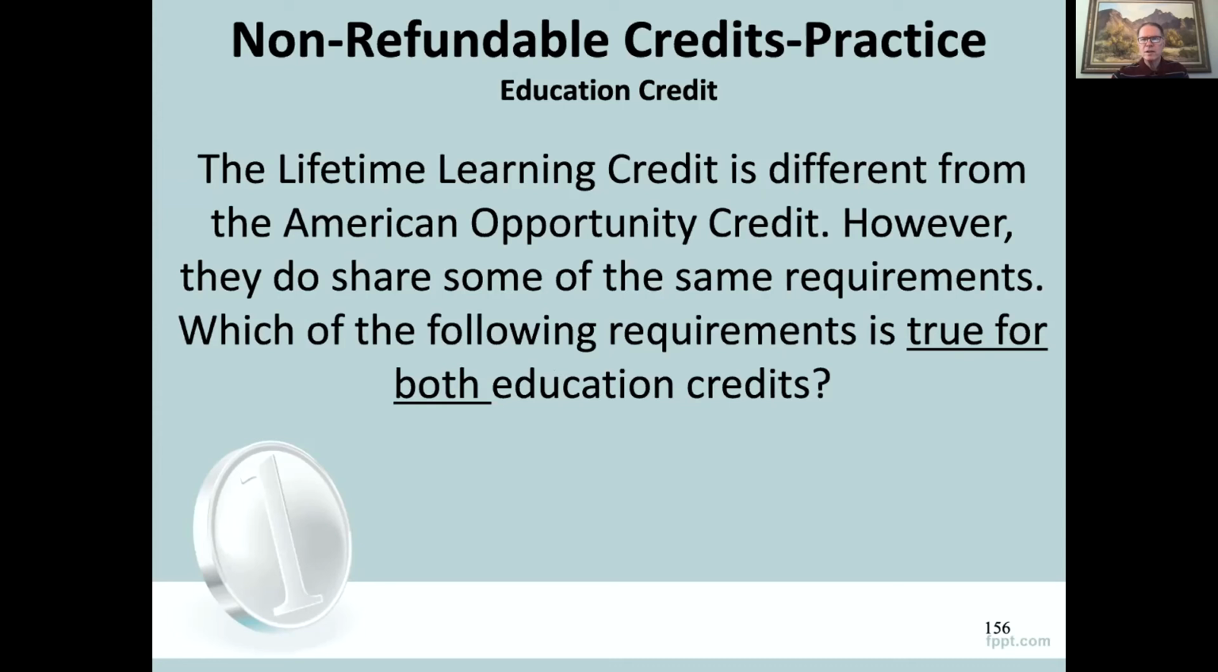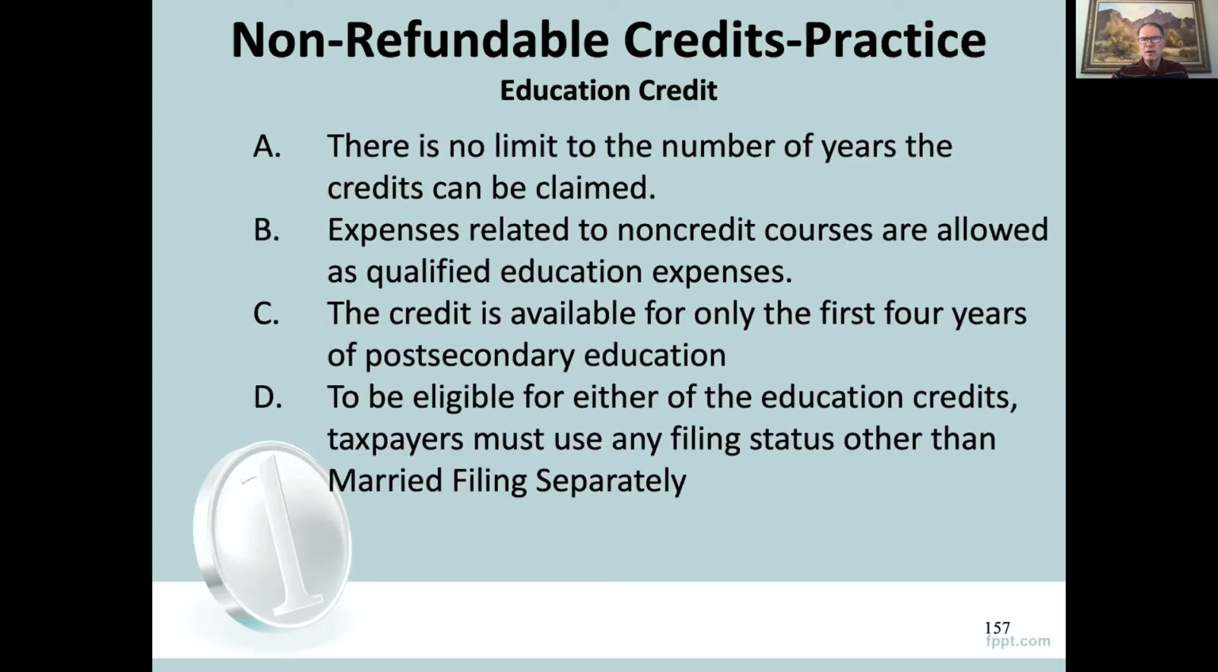Okay, they do have some of the same requirements. So which of the following is true for both education credits? A, there's no limit to the number of years the credits can be claimed. That's false. American Opportunity can only be claimed 4 years. Expenses related to non-credit courses are allowed as qualified education expenses. Non-credit courses? No. The credit is available for only the first 4 years of post-secondary education. Lifetime learning is available anytime in your life.